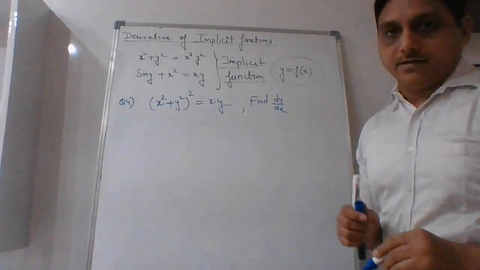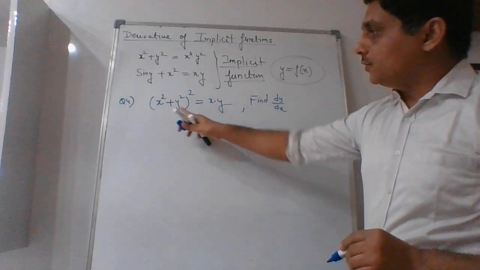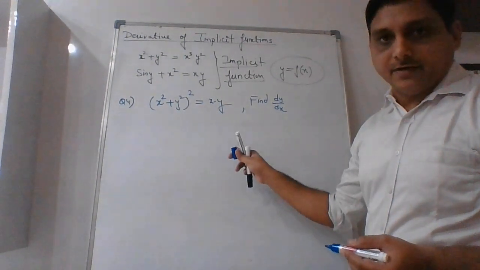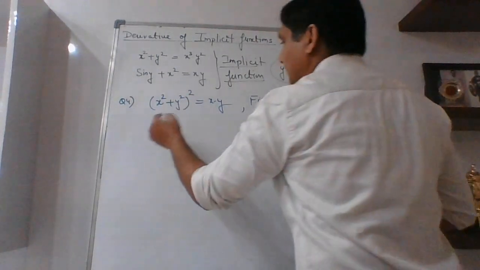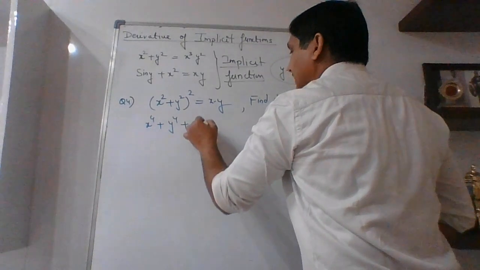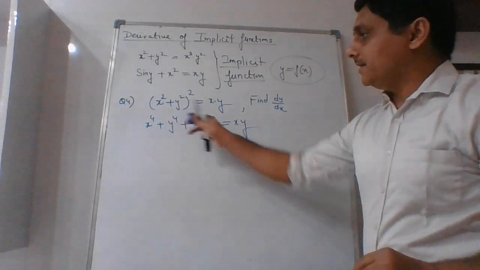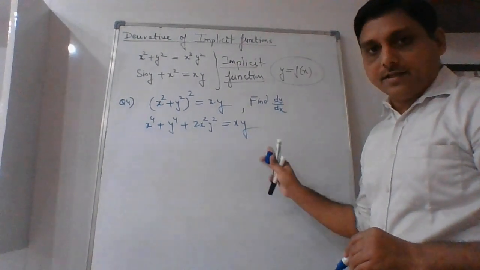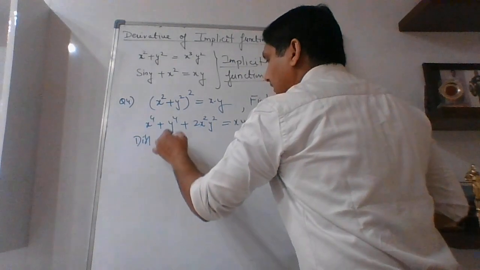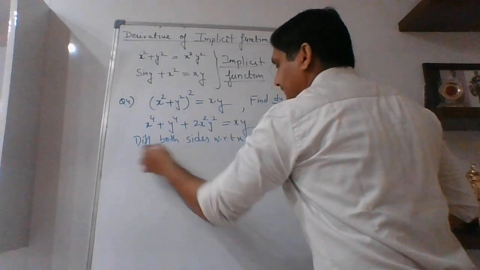Now how to proceed? So we have two methods. Either you can apply chain rule here, or if you want, you can expand it and then take the derivative. So let me expand this and then I will take the derivative. So x power 4 plus y power 4 plus 2x square y square is equal to xy. First I had done a little bit of algebra. After that, I will differentiate both the sides with respect to x.